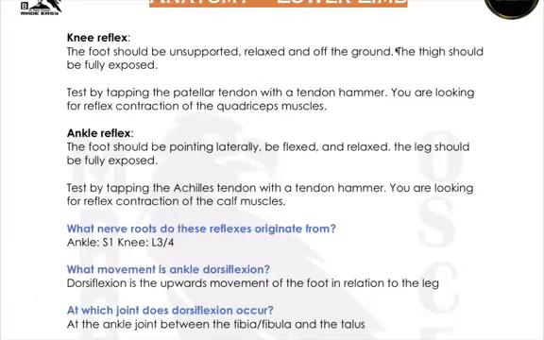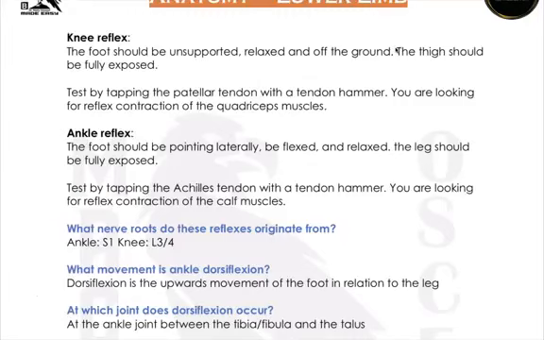Next, you are going to tap over the Achilles tendon with a tendon hammer, and you are looking for the contraction of the calf muscles. If there is a contraction of the calf muscles, then obviously there will be plantar flexion of the patient's foot. Or maybe you can just see a little bit of contraction and there is no plantar flexion as well.